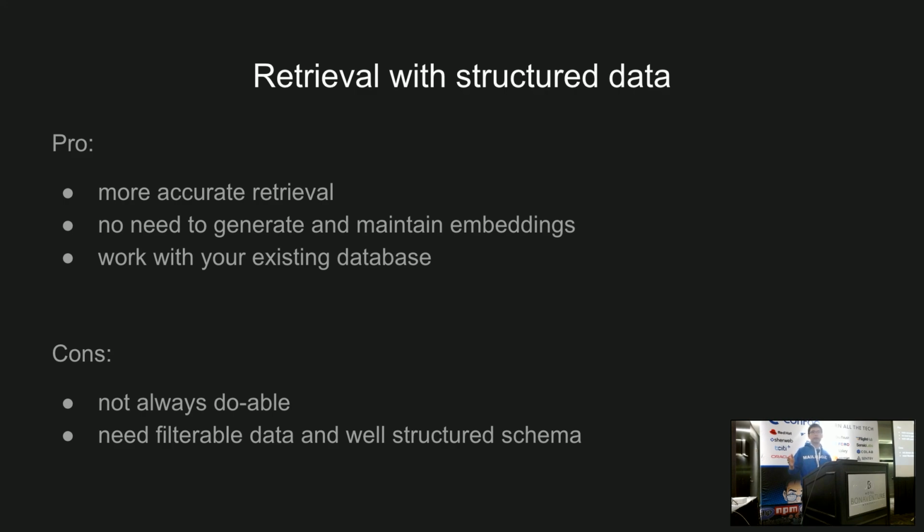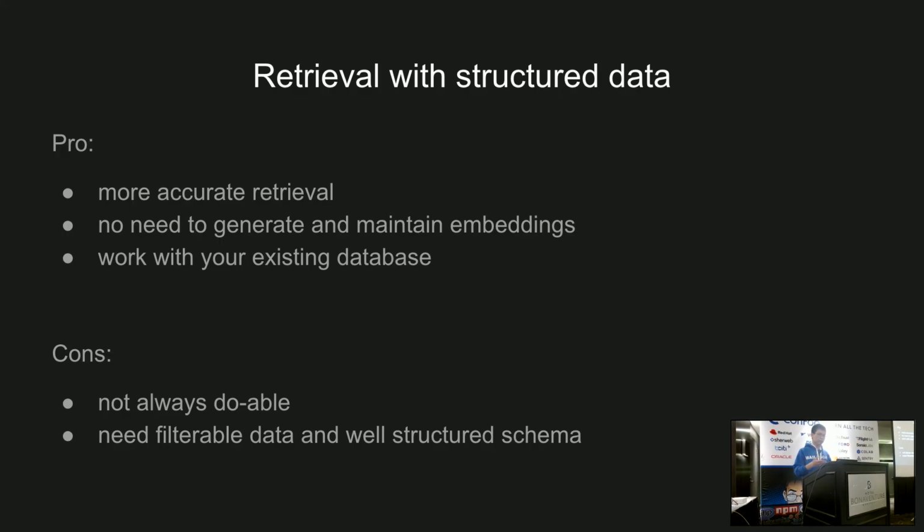If you have text, then it's always useful to do a vector search. But I'm saying that if you have a very specific query, I'm going to go over an example on why this specific case is better. But yeah, let's just go over the example. So no need to maintain embeddings. No need to work with anything but your existing database. And more accurate retrieval if you can do a very specific query.